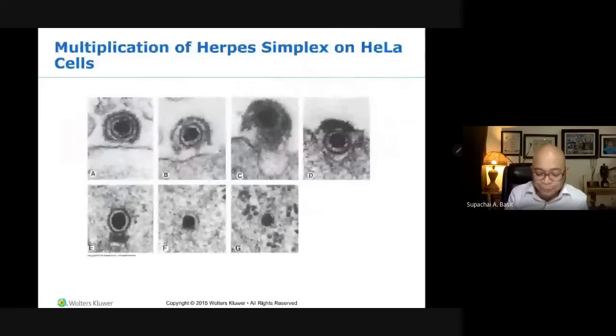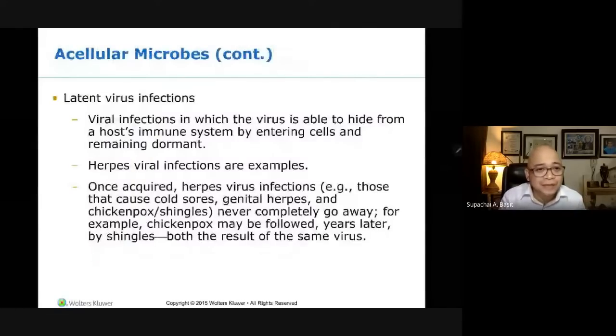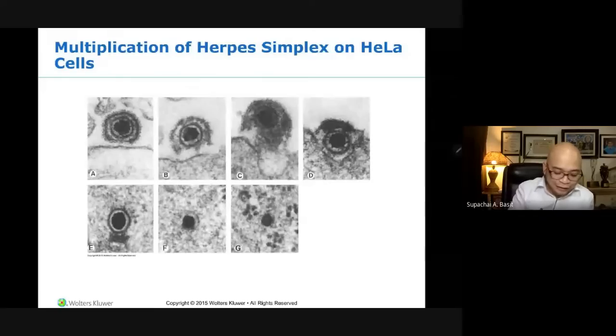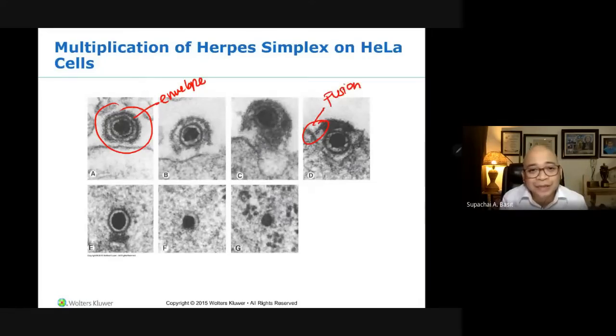So I think you are familiar with this picture already, wherein the herpes virus is trying to penetrate the host cell, the HeLa cells, and as it penetrates the cell, this is the envelope, no? This is the envelope. And then eventually, there would be what? Fusion. When you say fusion, the envelope of the virus would have a conformational change.